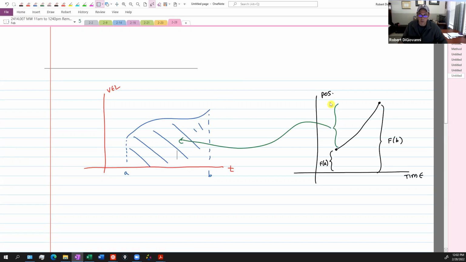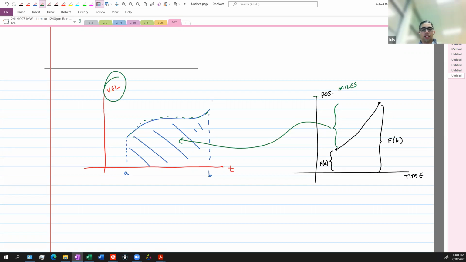And what would the unit be here? Well, we would need to know if position we can measure maybe in miles. So our numerical answer would be miles, which means that this area would correspond to how far you went. If you know your velocity at every point in time, then the area underneath the velocity curve will give you the total distance you traveled. That makes sense.